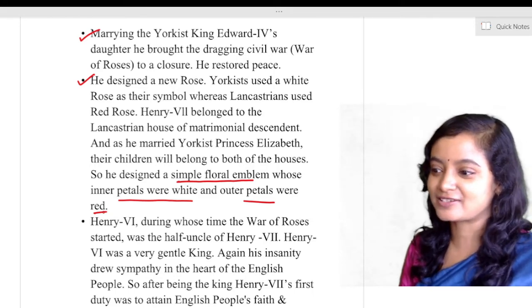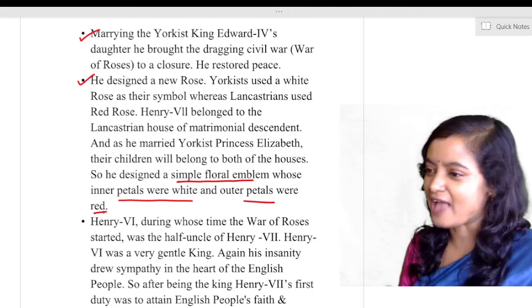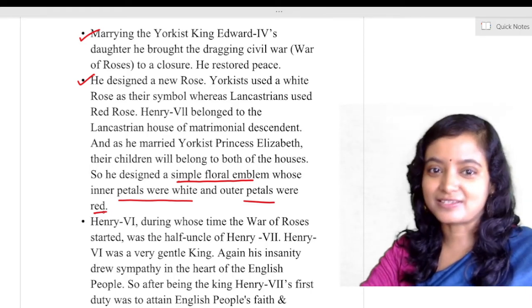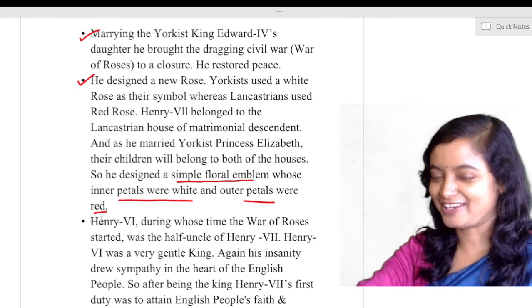He always tried to make everything amiable, everything cooperative. So he just designed a new rose. So he was a good designer also.